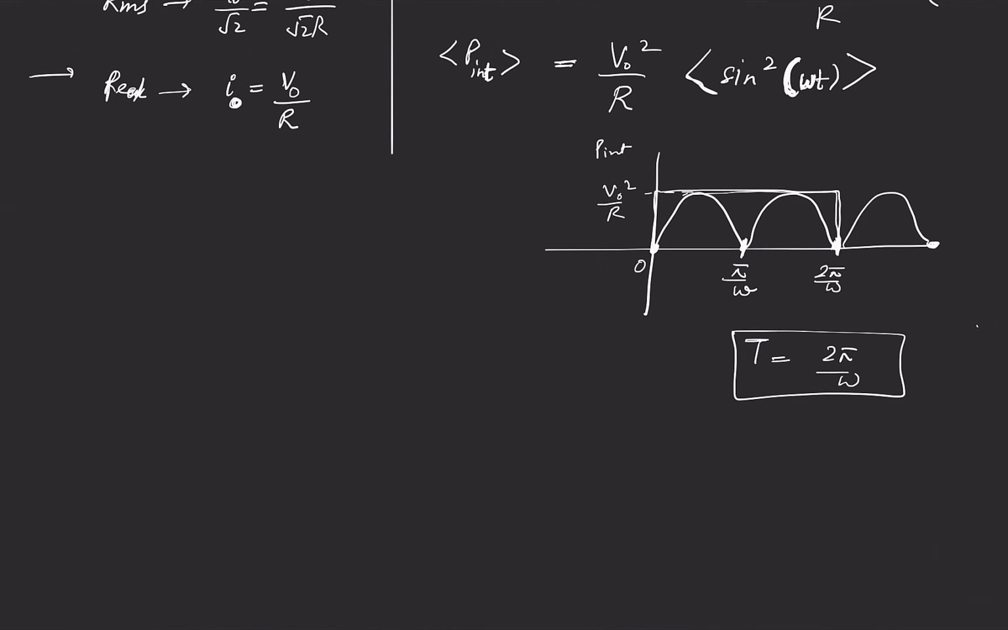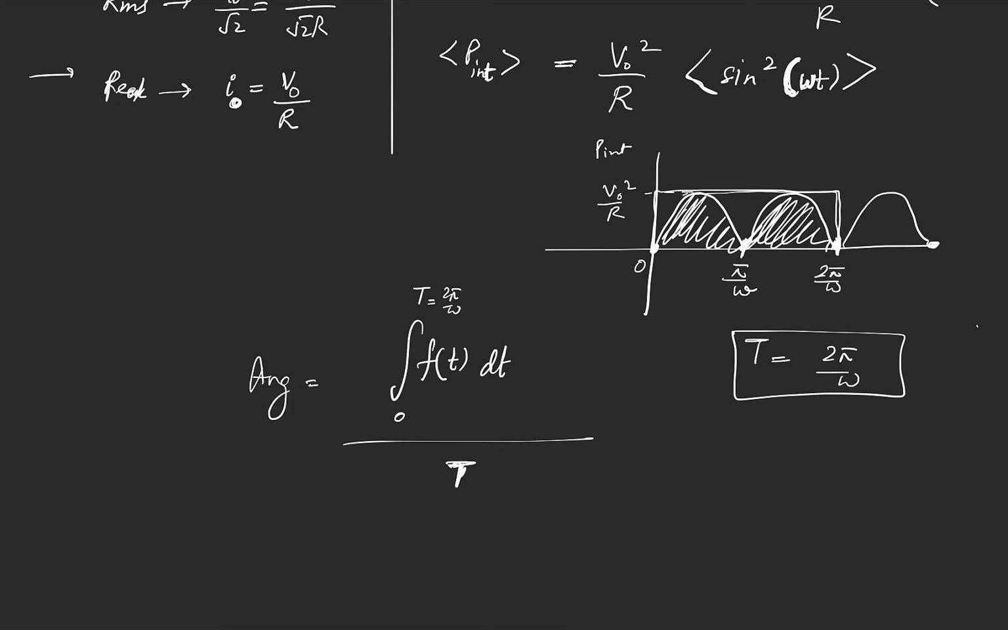So now we have to calculate the average. The average of any continuous function f(t) can be calculated by integrating that function, so that we get the area under the curve for the time period capital T, from 0 to capital T. Capital T is 2 pi by omega, and then divided by the total time period capital T, which is 2 pi by omega. So that's the average of any continuous function.